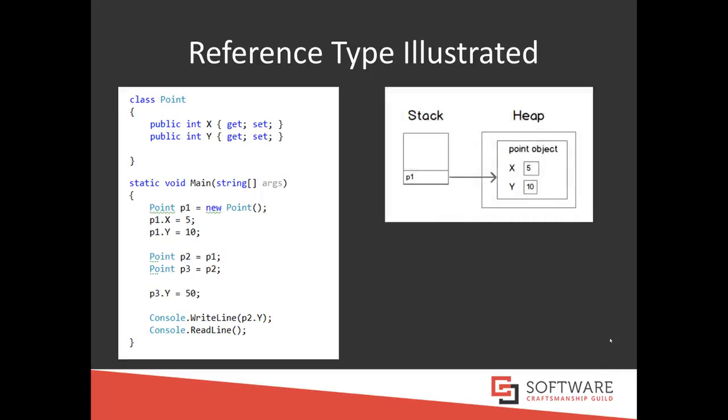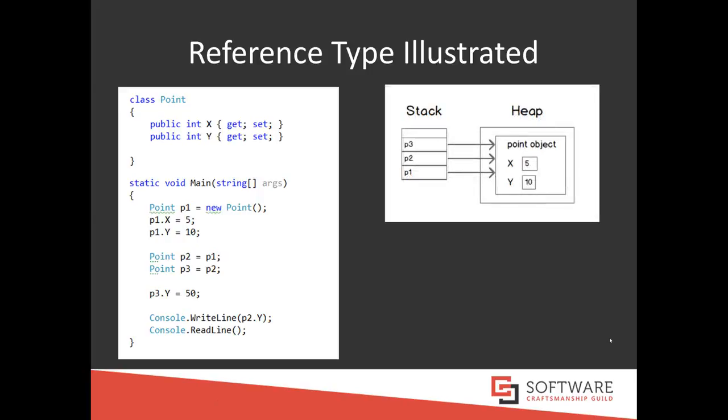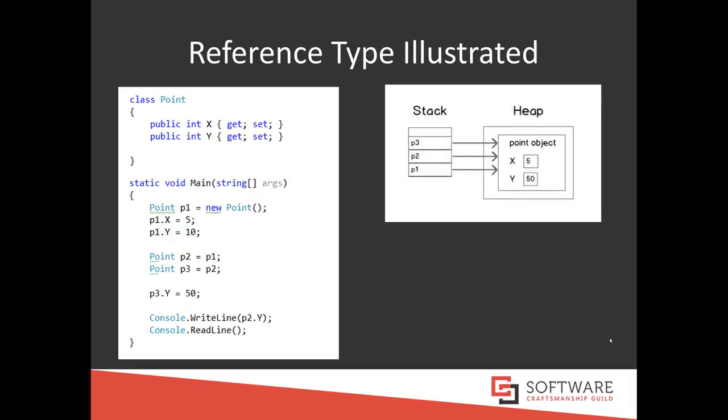This is what it looks like in memory. We declare P1. That goes on the stack. The actual point object gets declared on the heap. It gets set with an x of 5 and a y of 10. Then when we declare P2 and say that it's equal to P1, P2 and P3 go on the stack and they all point to the heap to the same object. Lastly, when we change P3.y to 50, they still all point to the same object, and y is now 50. So it will print 50.